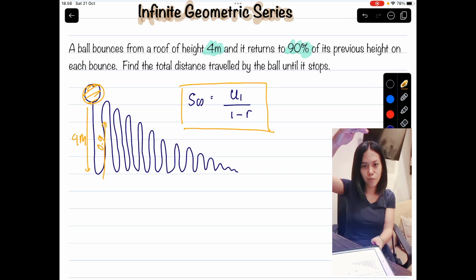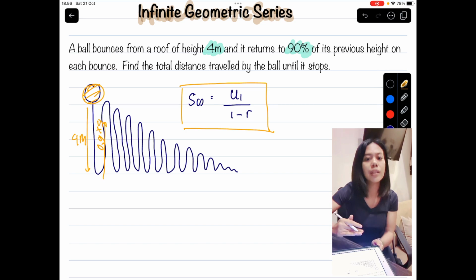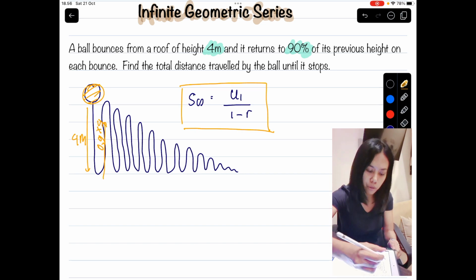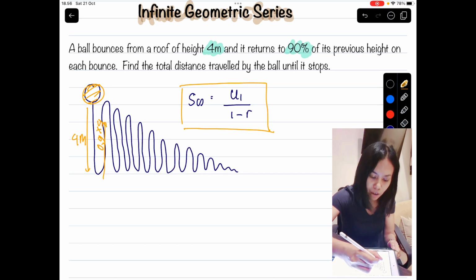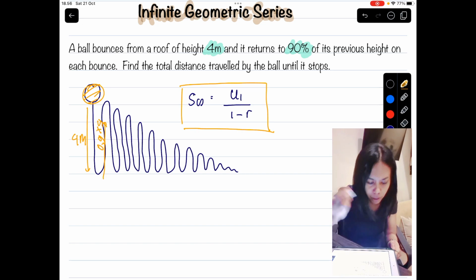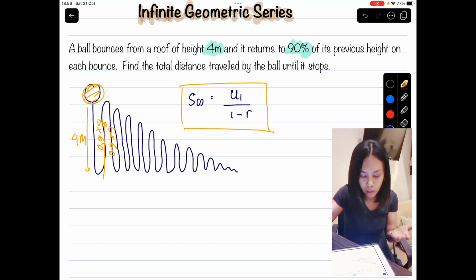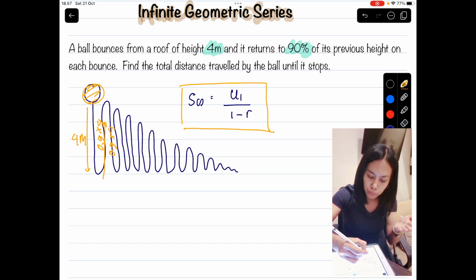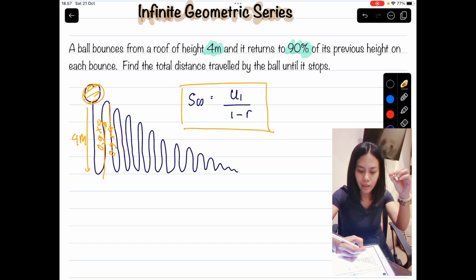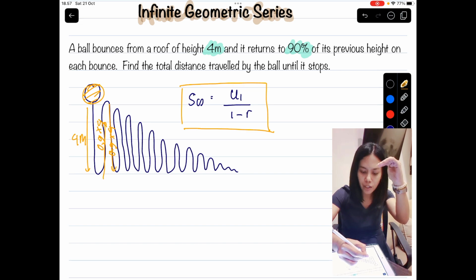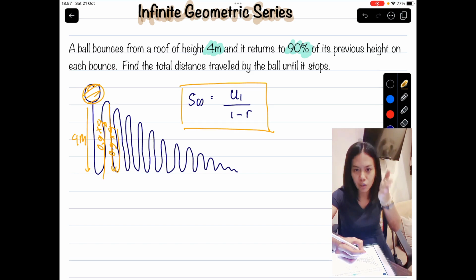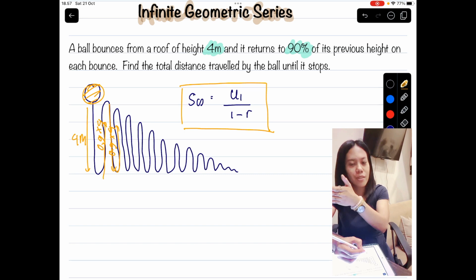It goes up 0.9 times 4 meters, and it goes down the same distance. So it's also going down with a distance of 0.9 times 4 meters. So I'm going to write up 0.9 times 4, down is also 0.9 times 4. I hope you can see the writing, because I think I used the wrong color, but oh well, I've started. So it goes down 0.9 times 4 meters. Then it bounces up for the second time. It is going to be 0.9 times 0.9 times 4 meters, so it's 0.9 of the 0.9 times 4 meters.